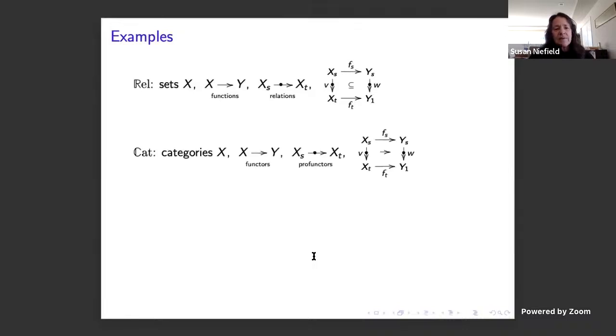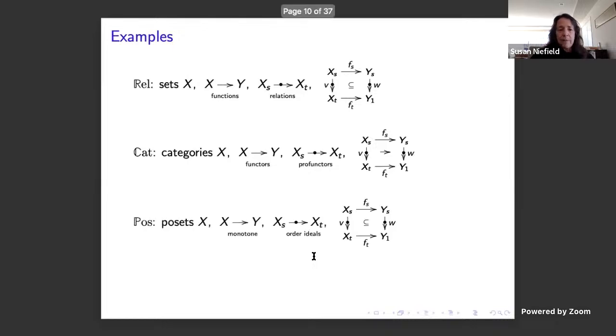Another example of interest is Cat. The objects are small categories. The horizontal morphisms are functors. The vertical morphisms are profunctors, also known as distributors or bimodules. And the cells are natural transformations from V to W with F sub S and F sub T substituted in.